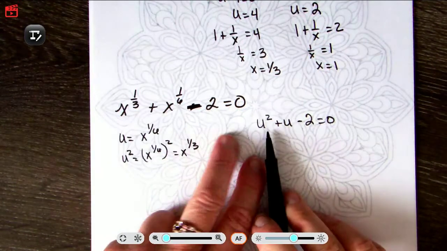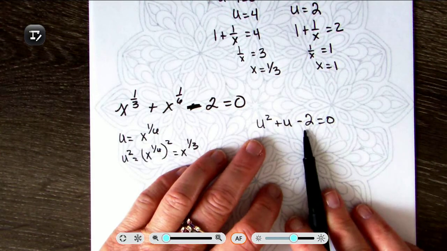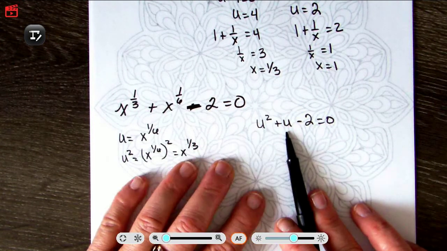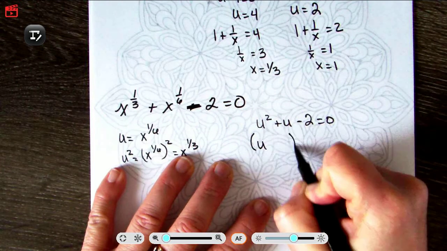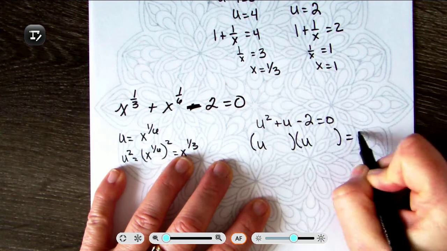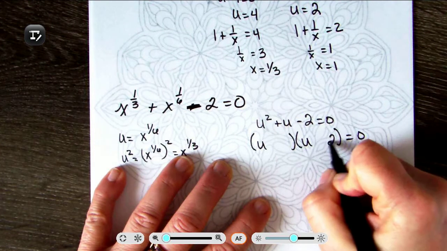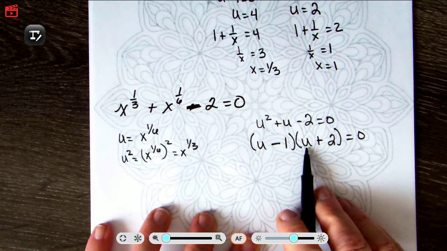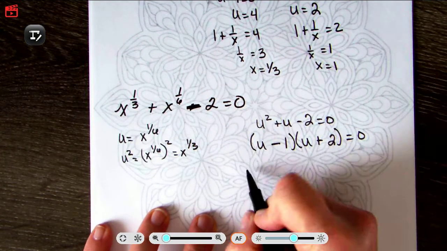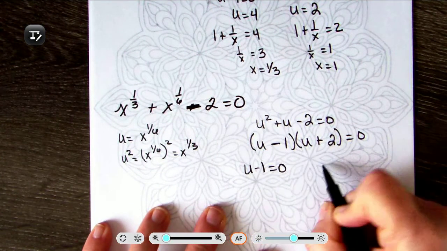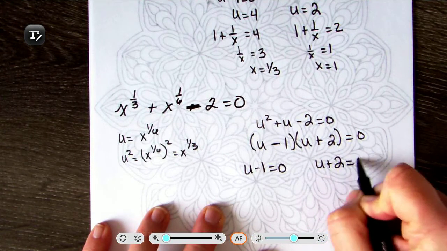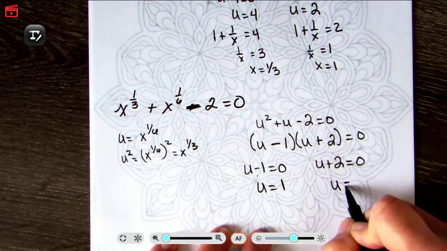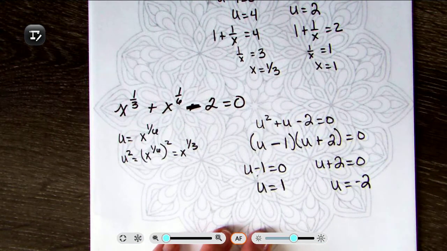Now what we want to do is, again, try to factor. So 2 numbers that multiply together to give me a negative 2, that add to give a positive 1. It does factor nicely. And a lot of times these problems are set up so that they will. So a u minus 1 and a u plus 2. So u minus 1 is equal to 0, u plus 2 is equal to 0. Adding 1 to both sides, u is equal to 1. Subtracting 2, u is equal to negative 2.